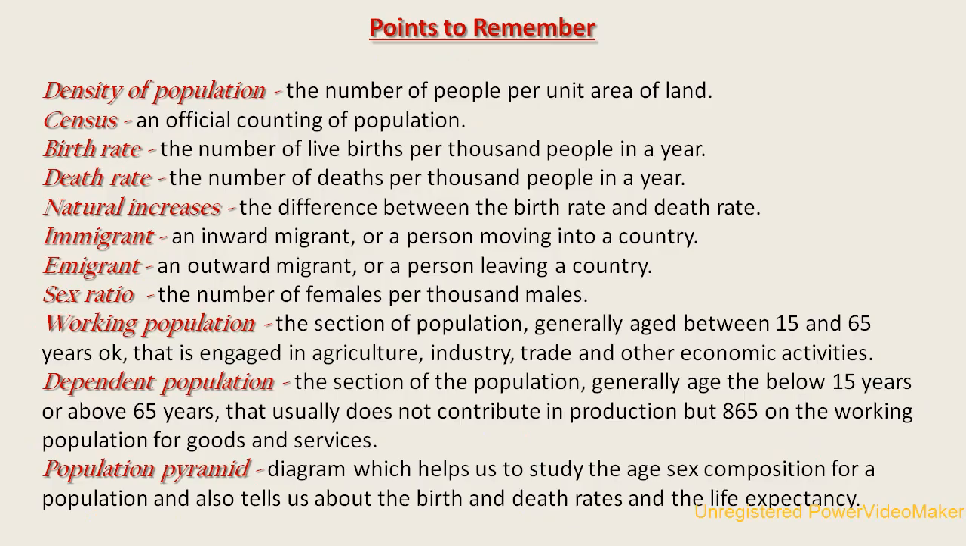Here I am giving some of the points to remember, that is some of the definitions. Density of population, the number of people per unit area of land. Census, an official counting of population. Birth rate, the number of living births per 1,000 people in any year. Death rate, the number of deaths per 1,000 people in any year. Natural increase, that means natural increase of population, the difference between the birth rate and the death rate.